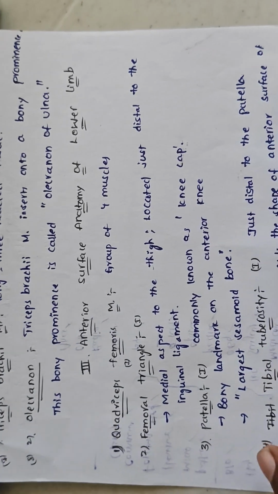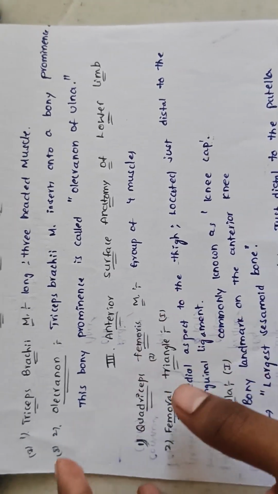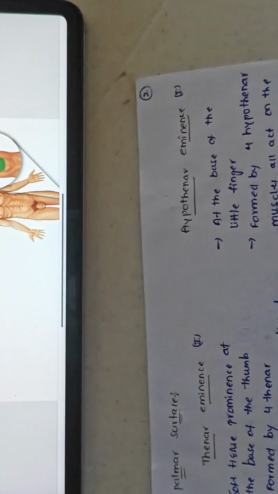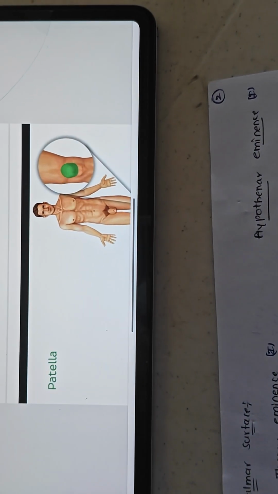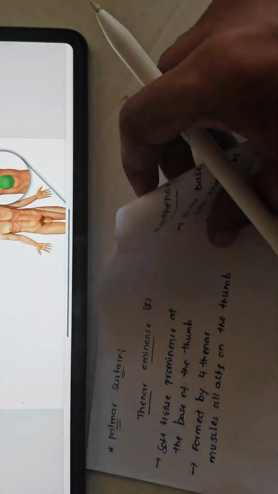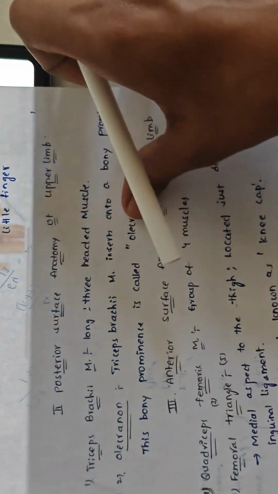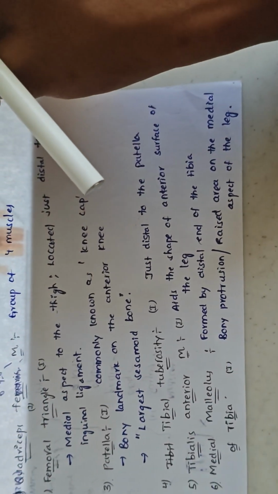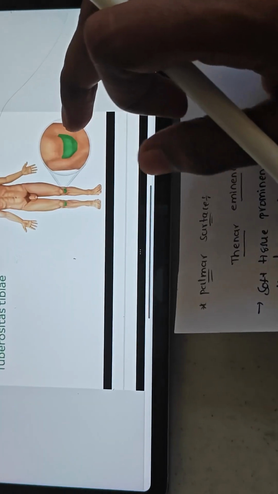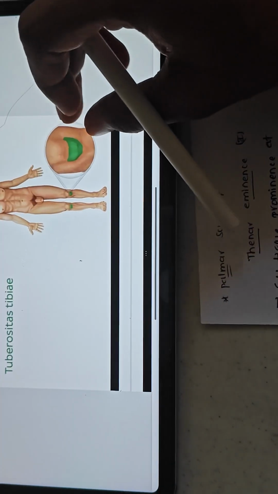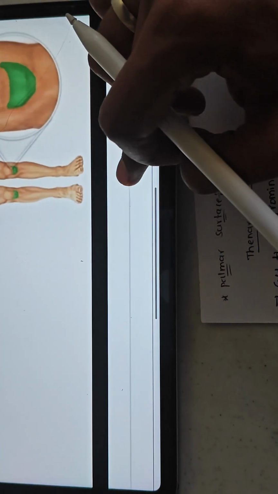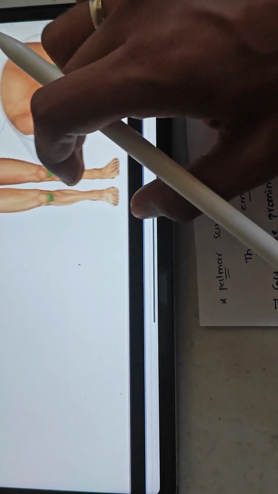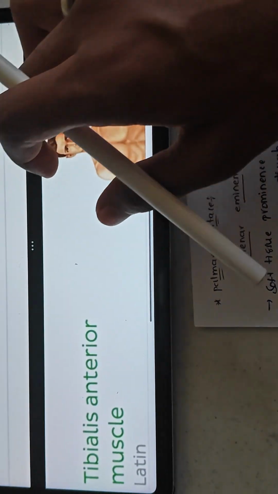Our next surface landmark is patella, which is also known as kneecap, and it is a bony landmark located on the anterior knee. This one is the patella. Next landmark is tibial tuberosity. This is located distal to the patella. This one is the tibial tuberosity, which is located distal to the patella. Next one is tibialis anterior muscle.